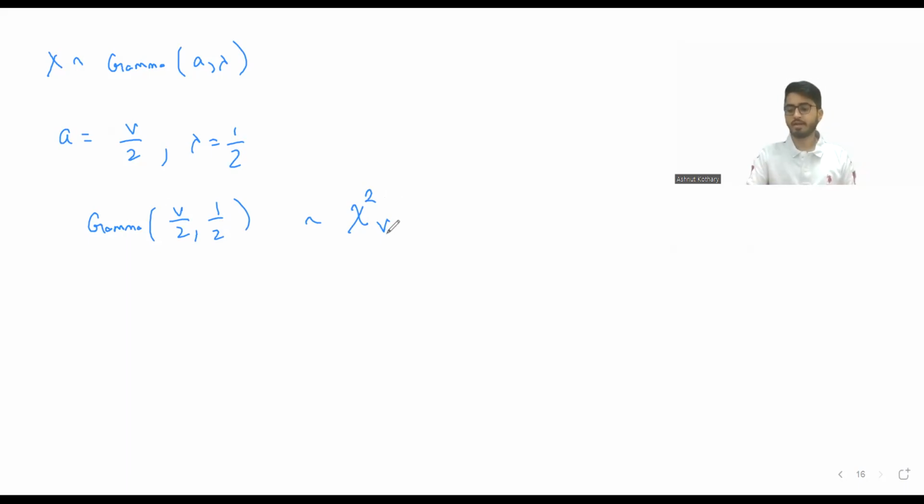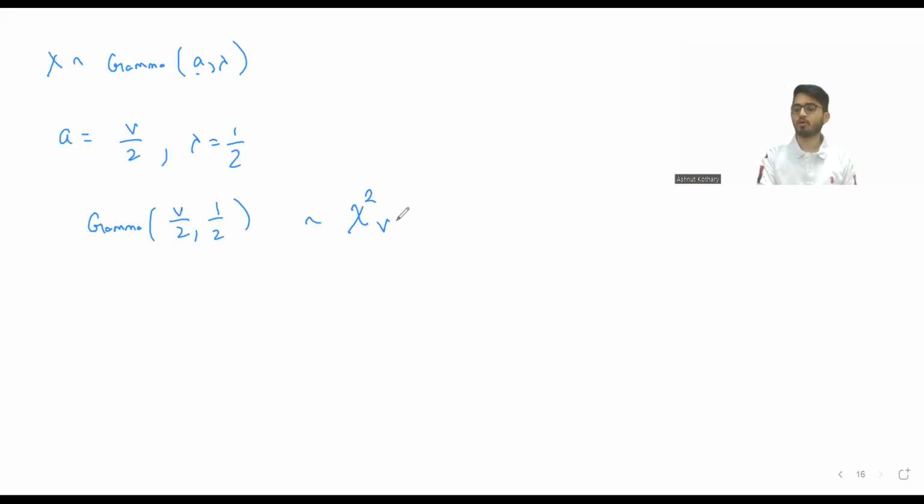So, if I take the value of alpha as 8 and lambda is half, it is nothing but chi-square 4. Sorry, chi-square 16. If alpha takes the value 8, my v will be nothing but 16. So gamma 8 comma half is nothing but a chi-square 16 distribution.